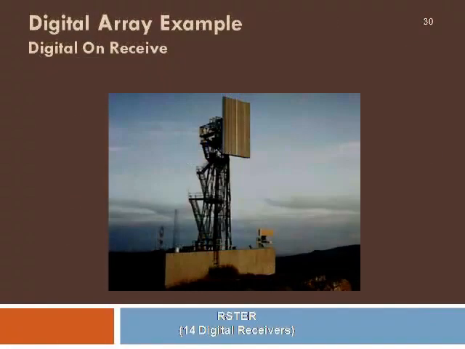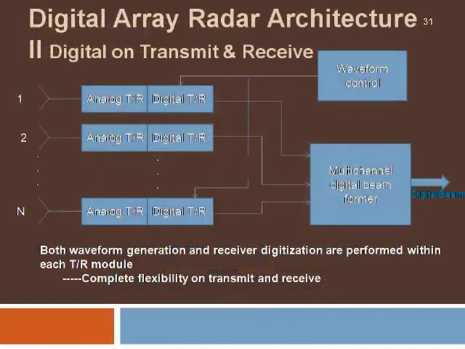So a digital on receive system is shown in this slide here. There are 14 digital receivers in this. So this is digital on transmit and receive.